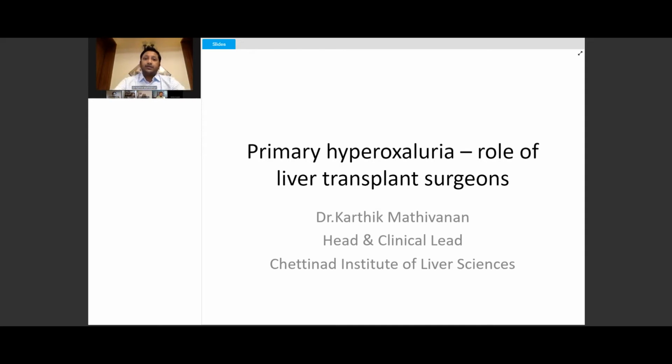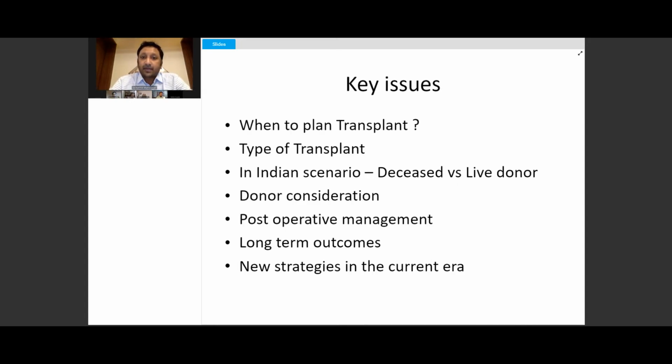So the key issues we are going to address are: what is the timing of the transplant? When do we transplant a patient with hyperoxaluria? And what are the types of transplant? In an Indian scenario, it's predominantly a living donor liver transplant program due to scarcity of deceased donors. Then donor consideration: because it's a genetic disorder, usually siblings or the parents come forward to donate an organ. Post-operatively, how do you manage these patients after a combined liver kidney transplant in the hyperoxaluria setting? What are the long-term outcomes of transplants? And what are the new strategies in the current era?